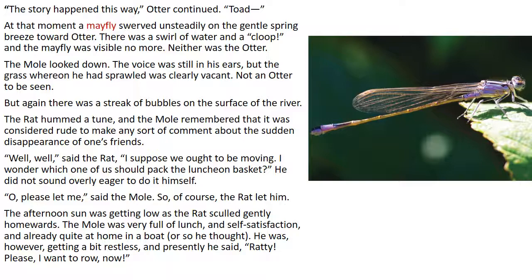"Well, well," said the rat, "I suppose we ought to be moving. I wonder which one of us should pack the luncheon basket." He did not sound overly eager to do it himself. "Oh, please, let me," said the mole. So, of course, the rat let him. The afternoon sun was getting low as the rat sculled gently homewards. The mole was very full of lunch and self-satisfaction, and already quite at home in a boat, or so he thought. He was, however, getting a bit restless, and presently he said, "Ratty, please, I want to row now."